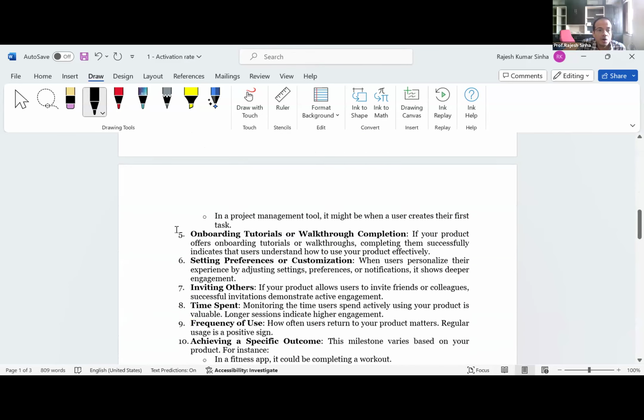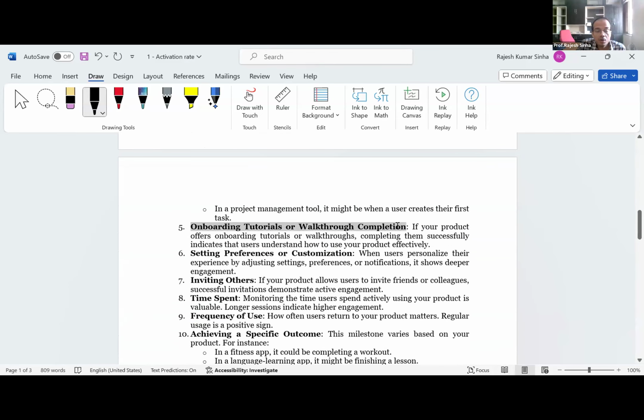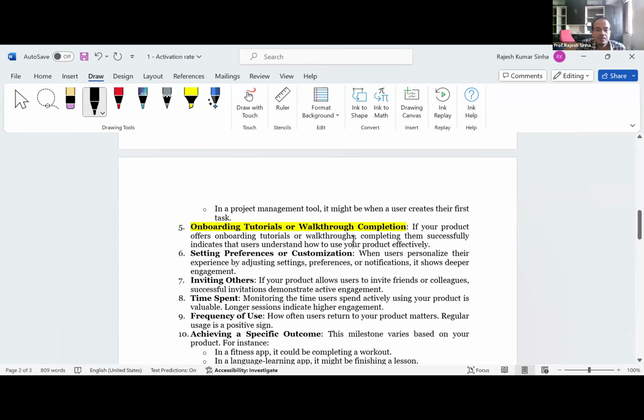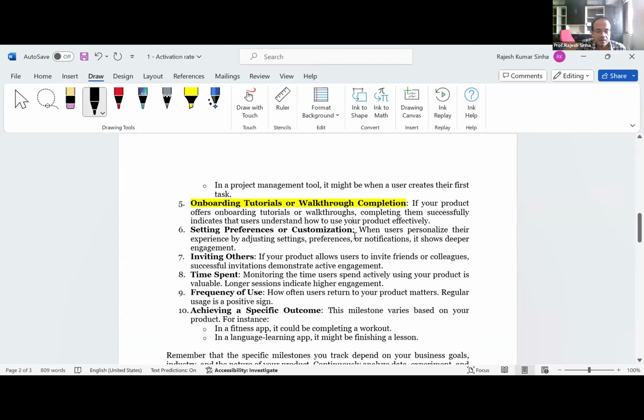Feature adoption, onboarding tutorials or walkthrough completion. Yeah, nowadays it has become a norm. You download any app and there will be a tutorial. Yeah, in exams, when you face your quiz exam, then again there is a tutorial. So yeah, they are time-wasting things actually. But however, they are also important when somebody is doing it for the first time.